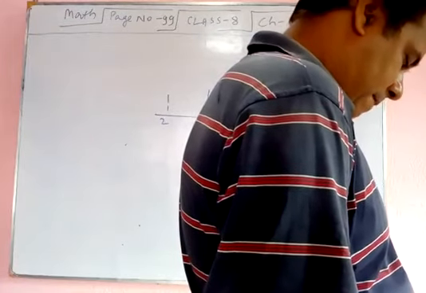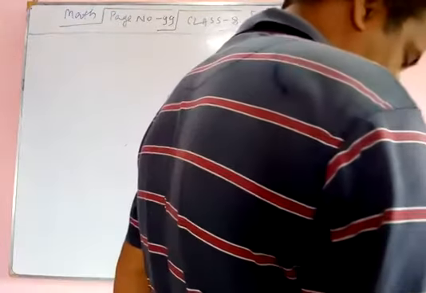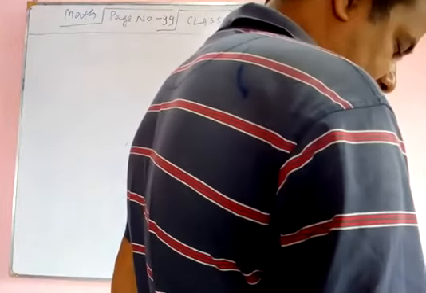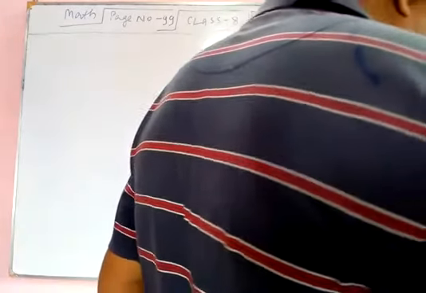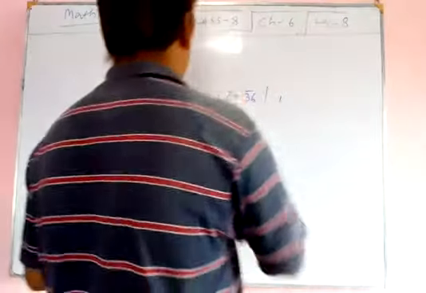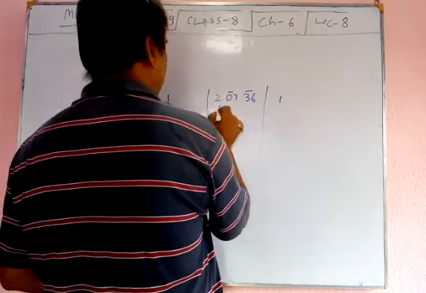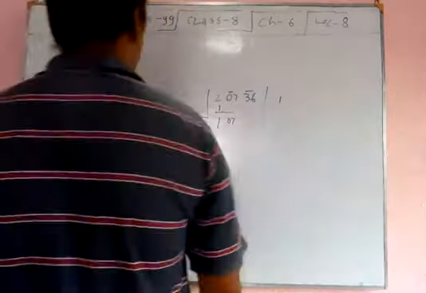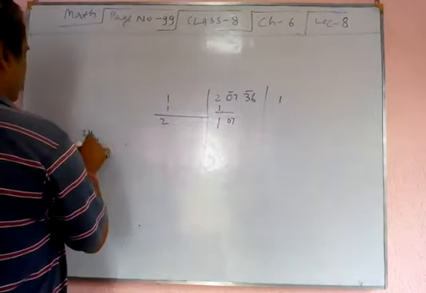Now bring down the numbers under the next pair to the right of the remainder. This becomes the new dividend, that is in this case 107. Now we have to multiply by 2, 4.